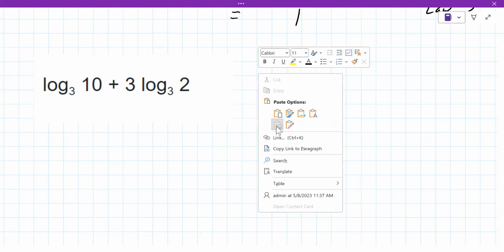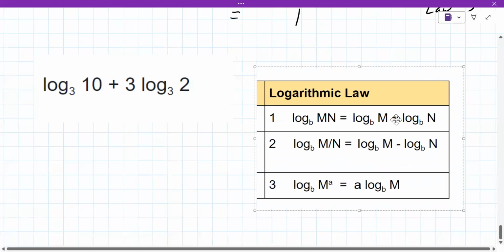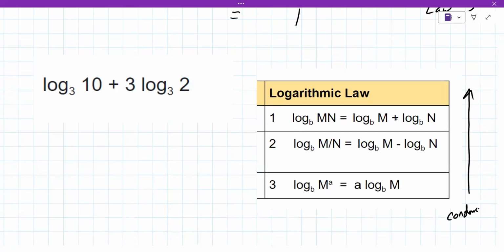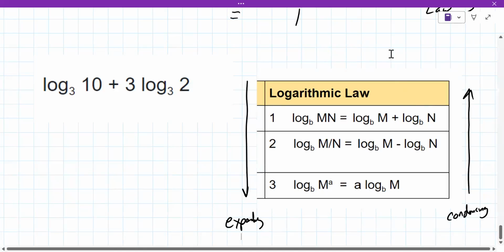Okay, so I got to snip these in one more time. When you are condensing, you tend to go in this order. When you're expanding, you tend to go in this order. Because we're condensing, squeezing, we have to deal with this 3 in front of log base 3 of 2 first. Where does that 3 go according to this third law?